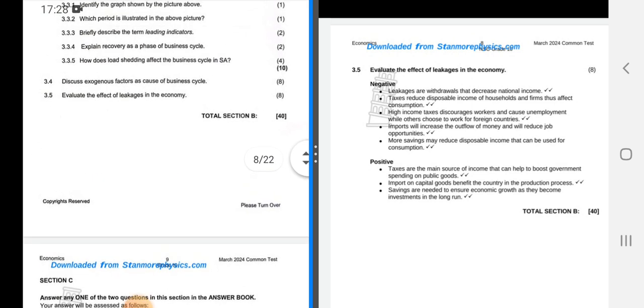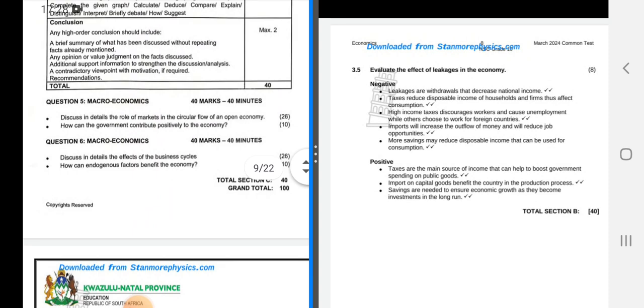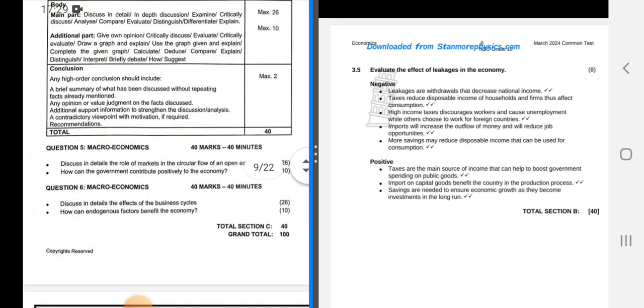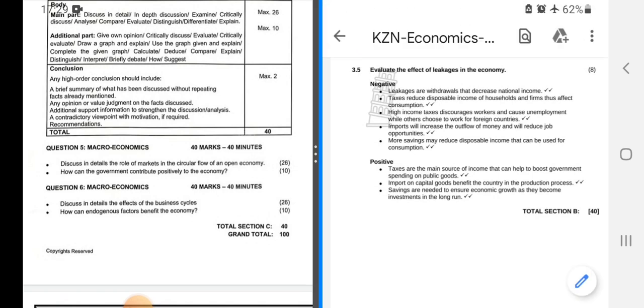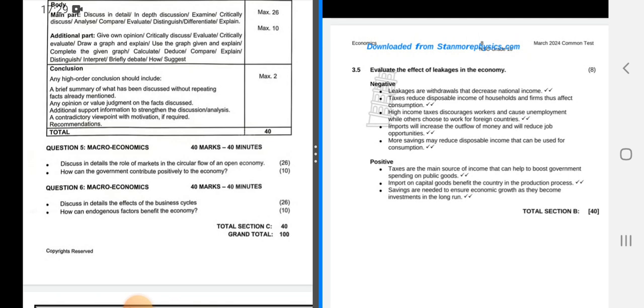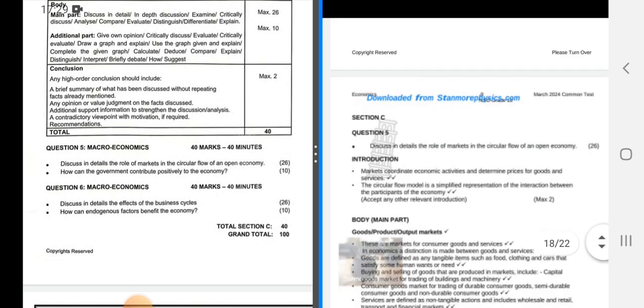We didn't finish. Evaluate the effects of leakage in the economy. Leakage is everything that is leaving the economy. So those are the negative and positive impacts of leakages. Leakages are everything that leaves the economy, like savings, not spending. It's like imports, where we are paying others and not receiving.